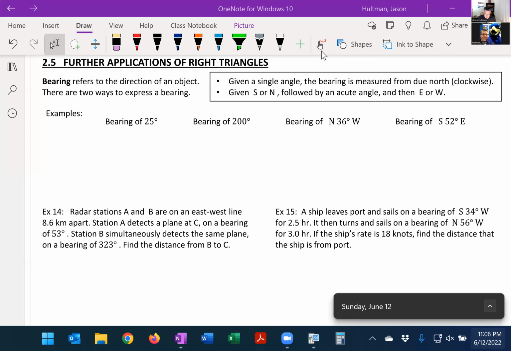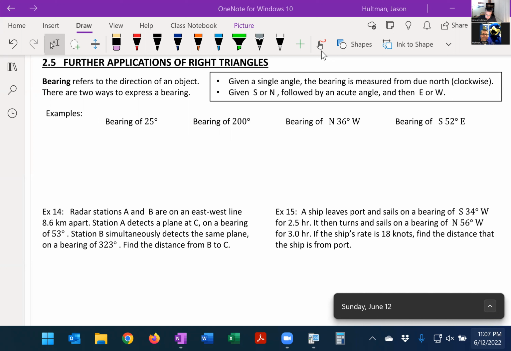terms. So bearing, given a single angle, the bearing is measured from due north. So there are two different ways you say, hey, I'm due north, and then I want a certain angle from north. Or if you're given whether it's north or south, then it's followed by an acute angle, either east or west. Okay, and we'll get into what this looks like.